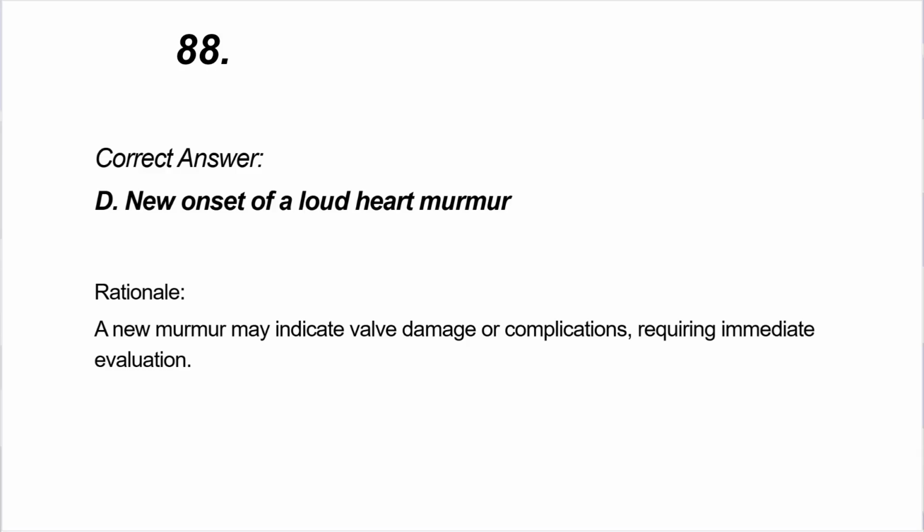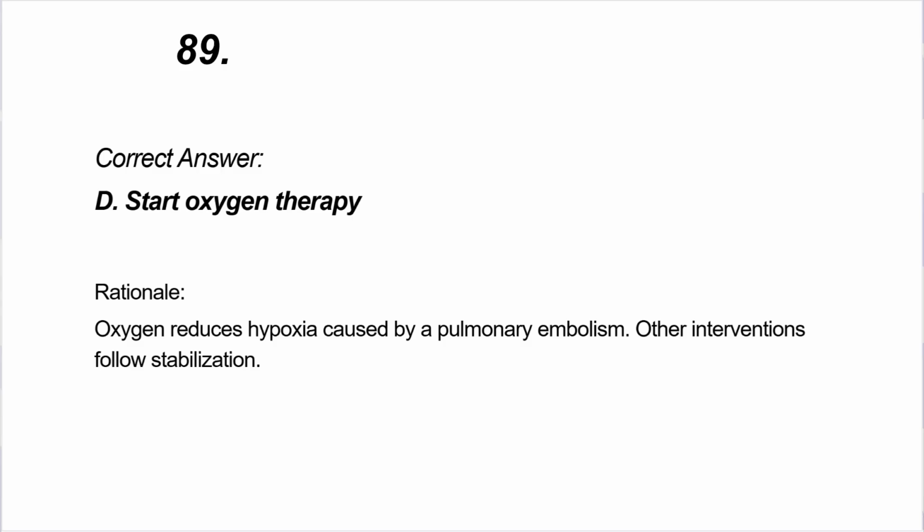88. D. New onset of a loud heart murmur. Rationale: a new murmur may indicate valve damage or complications, requiring immediate evaluation. 89. D. Start oxygen therapy. Rationale: oxygen reduces hypoxia caused by a pulmonary embolism.